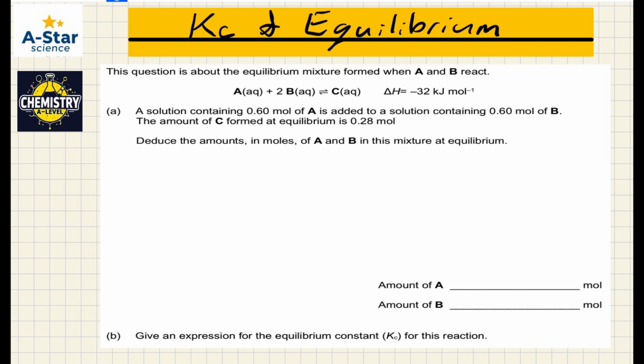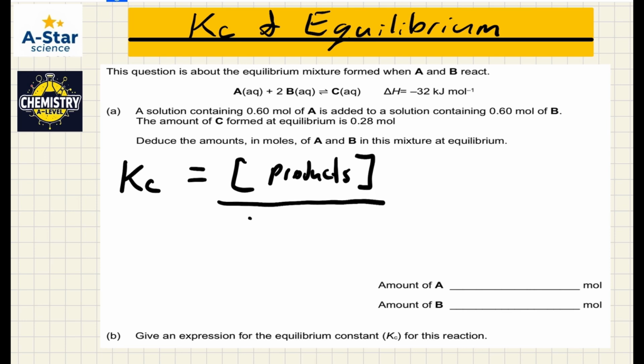So when we're talking about Kc, you're talking about the concentration of products over reactants. And of course, we use the square brackets to indicate concentration. So Kc is just a ratio of products over reactants.